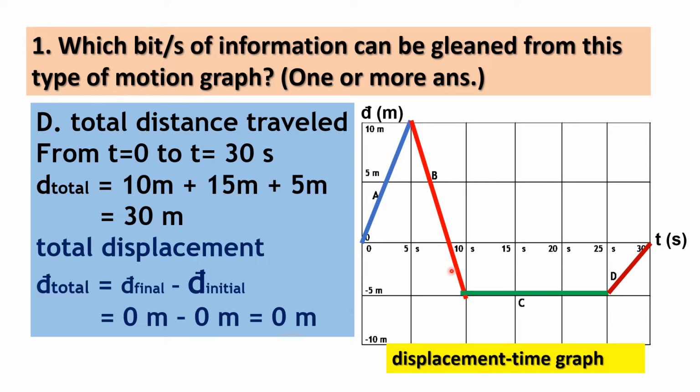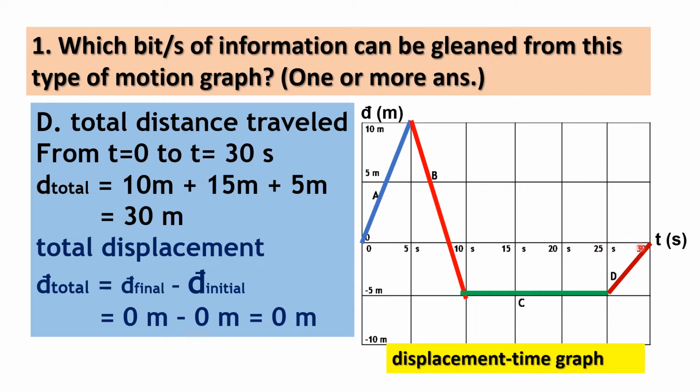Now, from 10 seconds to 25 seconds, represented here by graph line C, the body is not in motion. We mentioned that already earlier. For a graph line that is perfectly horizontal, the slope is 0 and therefore no velocity. It is equal to 0. The body is motionless.